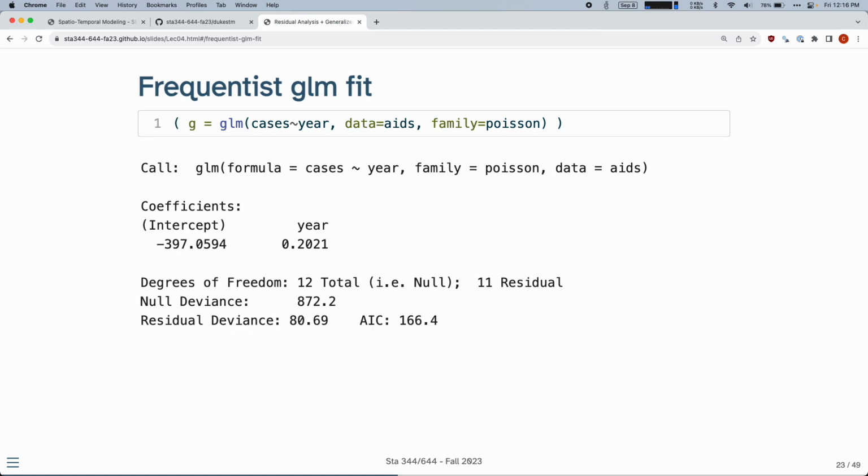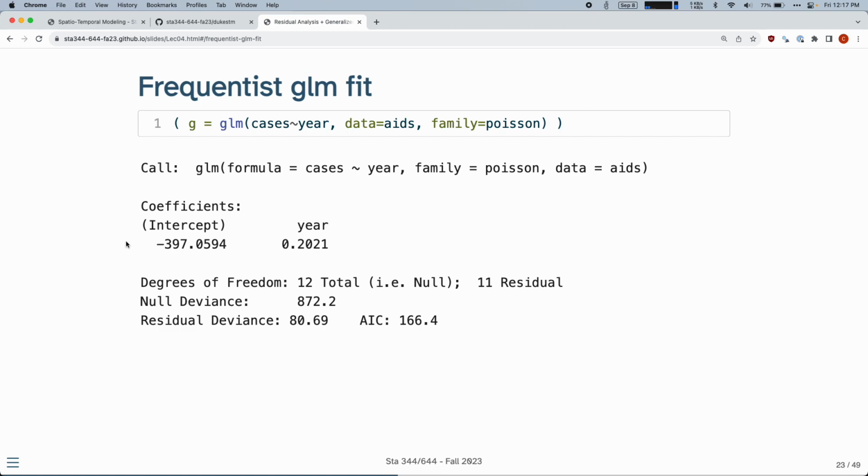Cases predicted by years, pulling in from the AIDS data frame we just had. Unlike the standard logistic regression, where the default is binomial, here we have to specify the family that we want. I'm specifying Poisson because I want a count data model. Again, I can specify the link function there; the default will be log in that case if I don't specify it.